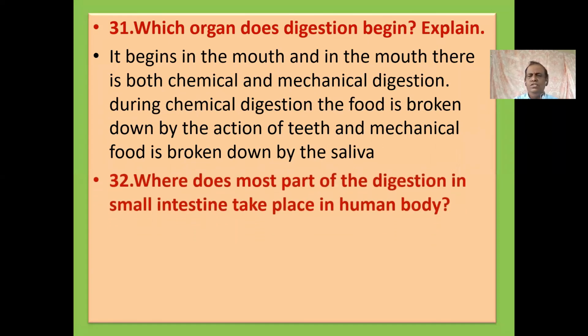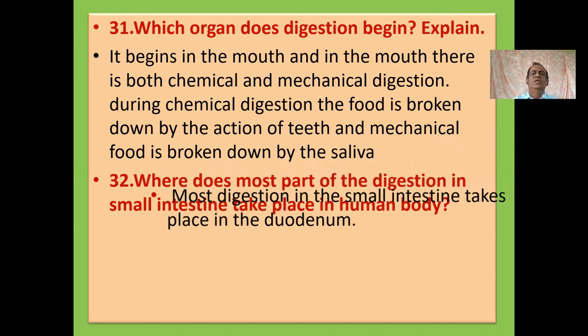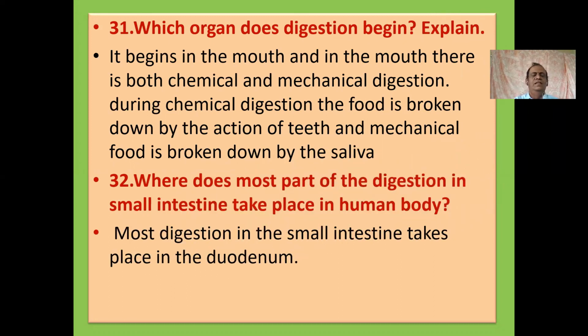Next one, where does most of the digestion take place in the human body? The parts of the digestive system: esophagus, duodenum, small intestine, large intestine, rectum. So where does most of the digestion take place? Most of the digestion takes place in the small intestine. Not only the small intestine, but the duodenum. Already I showed the duodenum, where accessory glands are found.